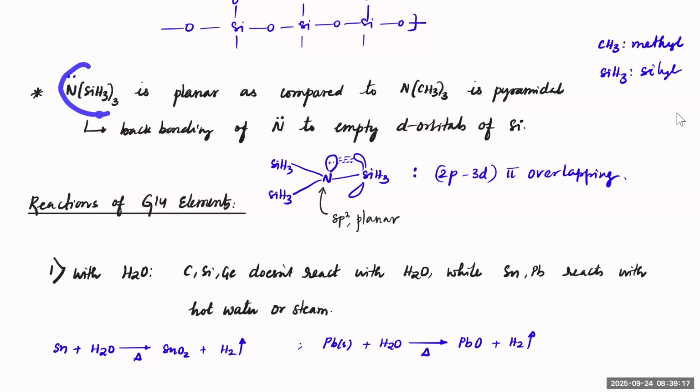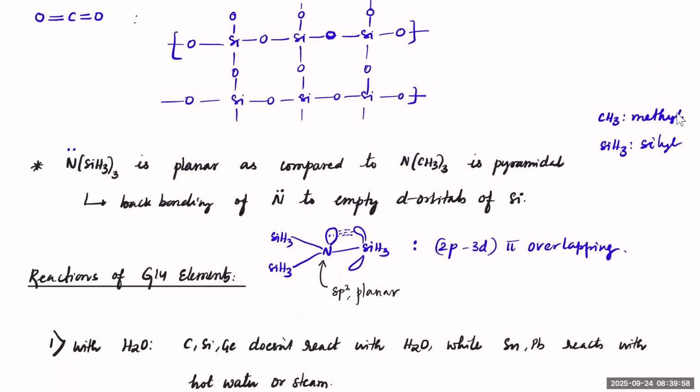Next, you notice nitrogen with silyl group SiH3. This is planar as compared to that of the N-methyl group, a tertiary methyl amine. This is because in methyl you do not have any empty orbital on carbon to accept the lone pair on nitrogen. While when it comes to the silyl group, nitrogen's lone pair can easily be accepted by silicon's empty d orbital, thus making the nitrogen sp2 hybridized and planar in structure. So this will give us 2p-3d pi overlapping.